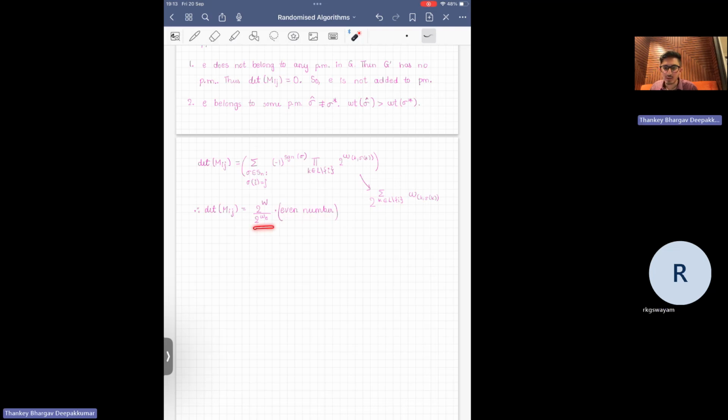Then I just bring 2 to the WE over here. Where am I getting this W? I am getting this W from W plus 1. And where am I getting W plus 1? The weight of everything is at least W plus 1. Is it fine now? Yes.